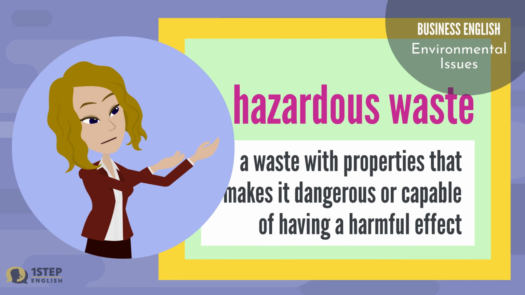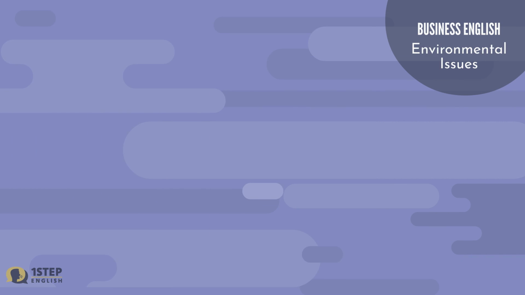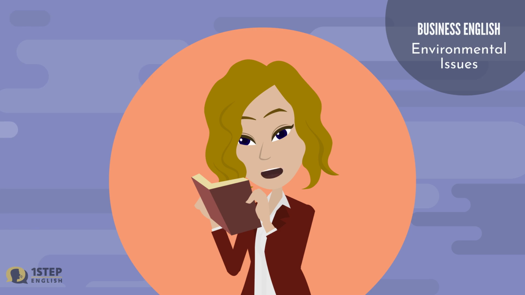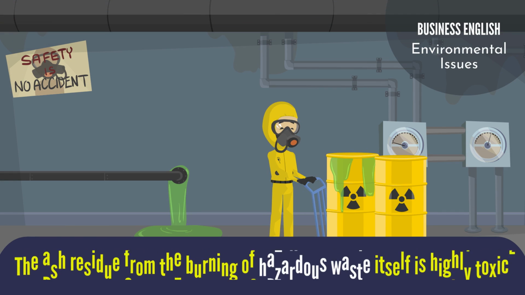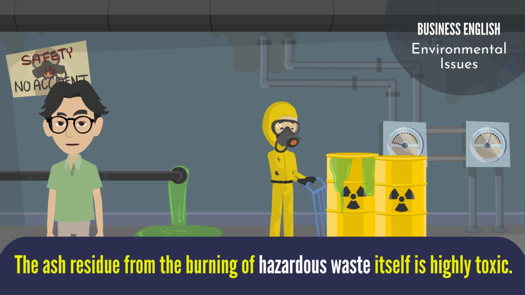Hazardous waste. It refers to a waste with properties that makes it dangerous or capable of having a harmful effect. Here's an example. The ash residue from the burning of hazardous waste itself is highly toxic.